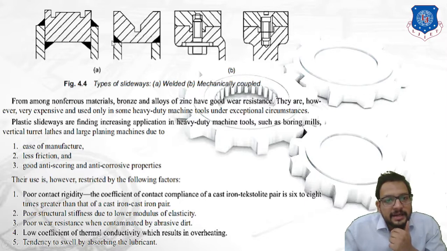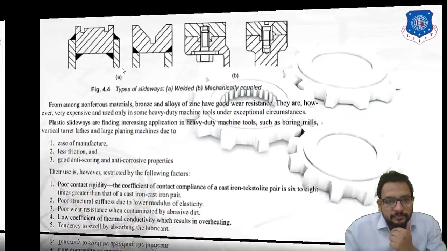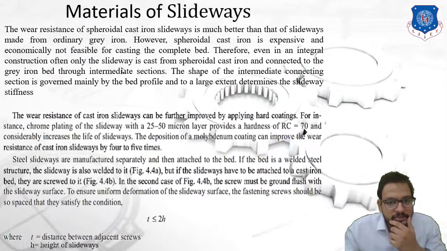Similarly, there is a second type in which we have used a welded structure. This is our slideway portion, and this is a V slideway. And this is a bed. So welding is done in both these cases. So it is said that steel slideways are welded with a steel bed structure.